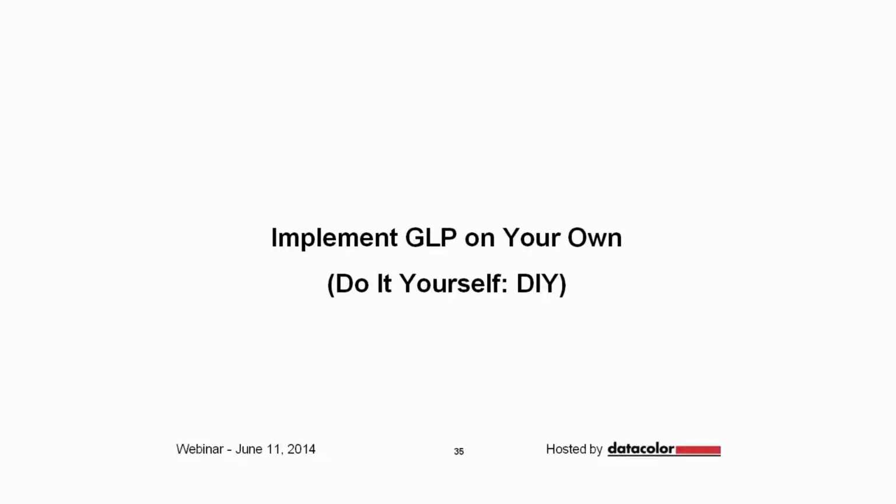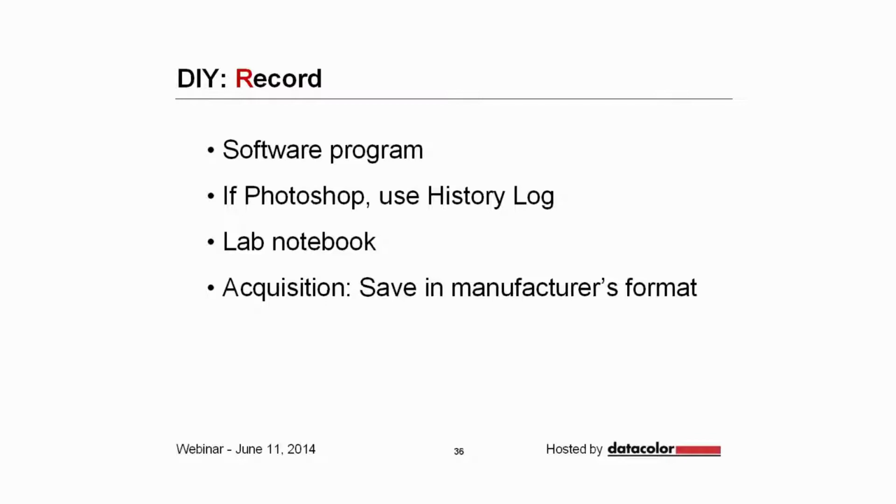Now, the other thing you can do is implement good laboratory practices on your own. As you know, when you're working on your own or with groups of people, this can be a bit of a challenge, but to at least attempt to incorporate this would be a very good idea within your work groups. You can start by using a software program that does record what you're doing in post-processing. If you're using Photoshop, there is a function called history log, which will record not just to your image, but also to a text file.